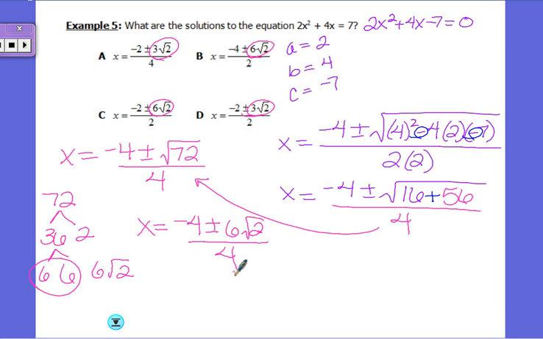Now, that choice is not there. So what do we have to do? Hopefully you're noticing that we can reduce. The negative 4, the 6, and the 4 all have a common factor of 2. So we can take out a 2. So our reduced answer will be x equals negative 2 plus or minus 3 square root of 2 all over 2. That choice is D.